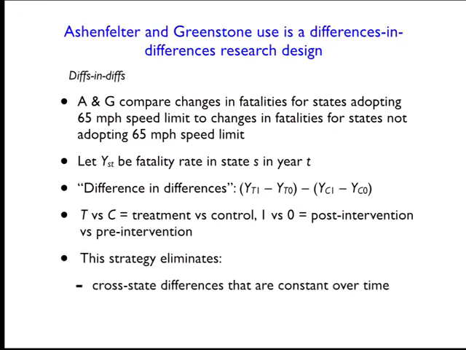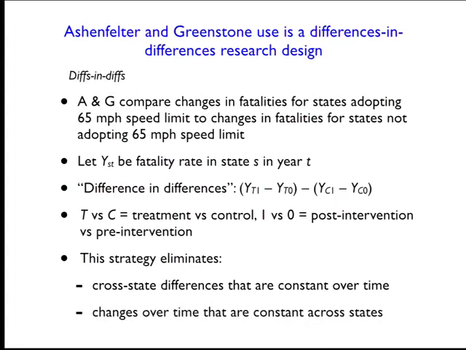So again, as we discussed earlier, this is going to eliminate two types of biases that we would be concerned about. The first thing it's going to do is eliminate cross-state differences that are constant over time. So for example, I said that the treated states, the ones that adopt higher speed limits, are more rural, and the control states are more urban. To the extent that the urban versus rural mixture in a state is not changing much over time, it does change obviously, but relatively slowly, then when we eliminate these cross-state differences, that's one of the potential confounders that's going to be eliminated by the difference-in-differences design.